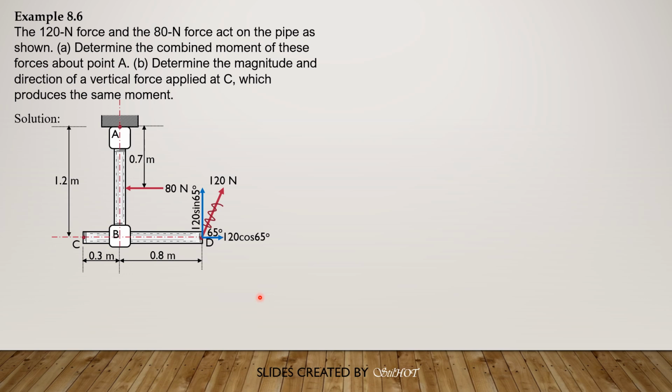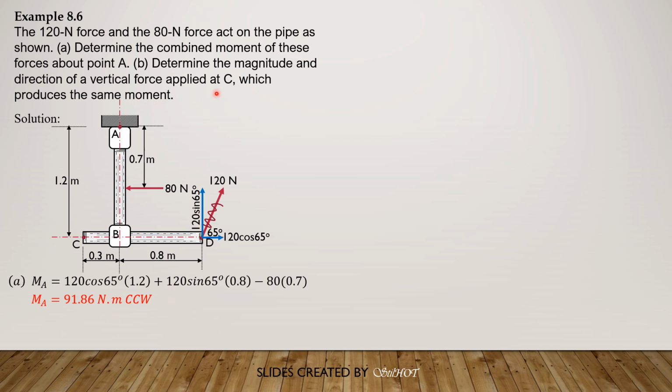So moment about A, counterclockwise positive, is 120 cosine of 65, the moment arm is 1.2, plus 120 sine 65, the moment arm is 0.8, minus 80 times 0.7. So moment about A is equal to 91.86 Newton meter counterclockwise, because the result is positive.